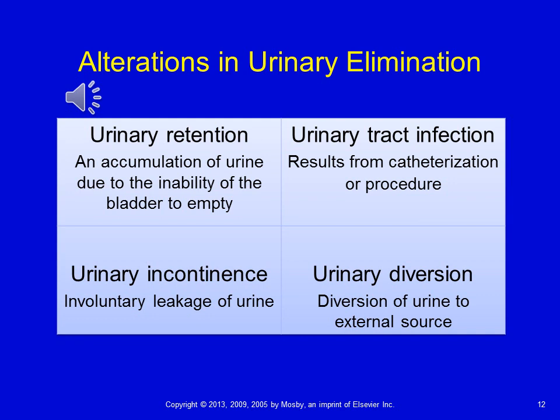Some patients may have a urinary stoma to divert the flow of urine from the kidneys to the external source. This may be necessary because of trauma, cancer, radiation, a fistula, or chronic cystitis. The types of diversion include ileal loop or conduit, continent pouch, and nephrostomy.